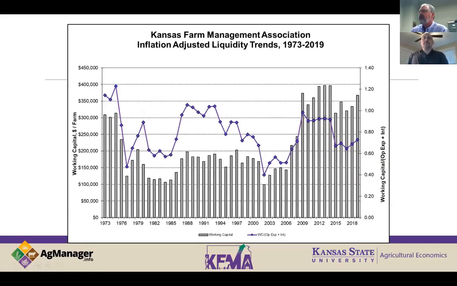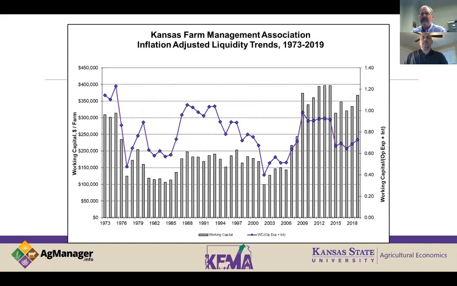Our next slide does look then at working capital. Working capital being the current assets minus current liabilities of a farm, looking there at what's available for cash to look at operations on this farm. Here again, going from the early 70s up to the current years. And so working capital itself is the gray bar.